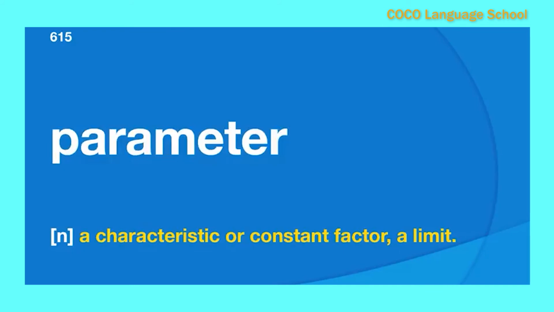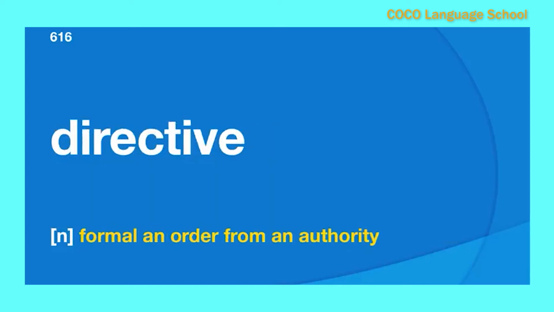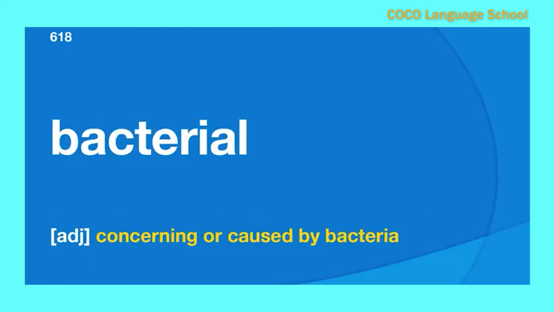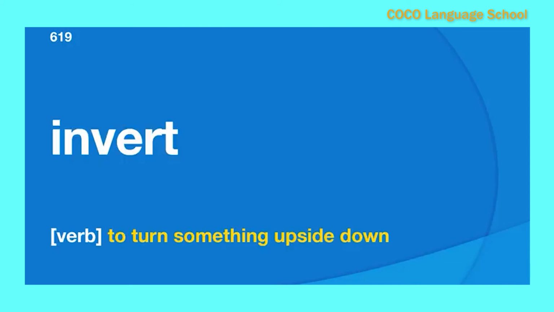A characteristic or constant factor, a limit. Parameter. Formal, an order from an authority. Directive. The moral principles, standards, and rules for deciding what is right and wrong. Ethics. Concerning or caused by bacteria. Bacterial. To turn something upside down. Invert.